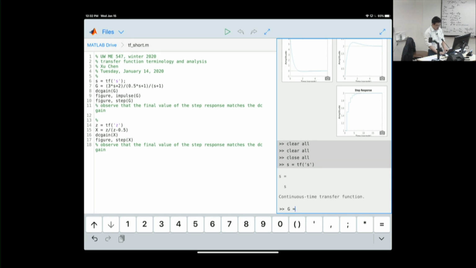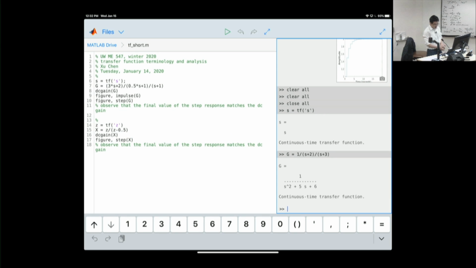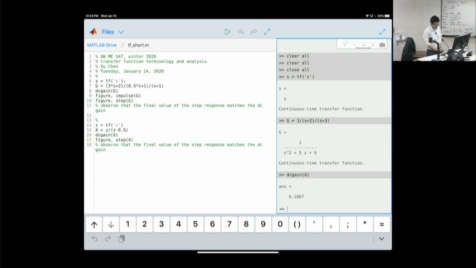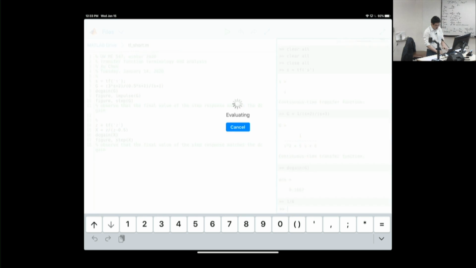Then you can do, let's say, G equal to, let's do this example. Let's say G is 1 divided by s plus 2, divided by s plus 3. Then this is a transfer function. So we talked about the concept of DC gain, right? Which is what for this transfer function? It's going to be s equal to 0, which is 1 over 6. You can check by asking MATLAB what is the DC gain for G. It's 1 over 6. I think this is precisely 1 over 6, right?